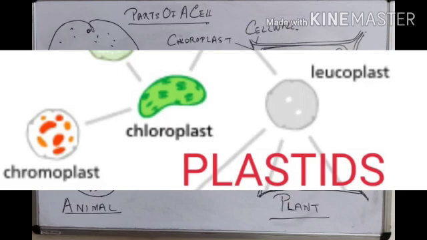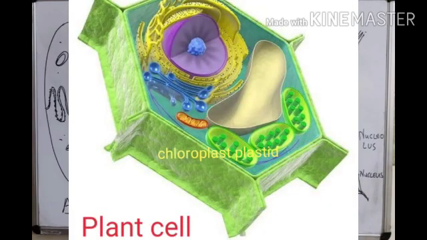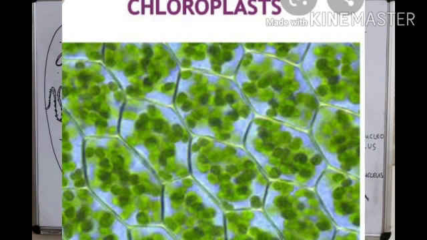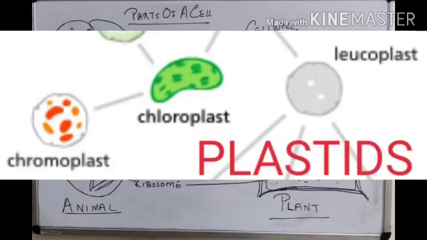These are colored bodies found only in plant cells. They are of three types, as plants are the most colorful part of our living world. So the plastids are of three types. Chromoplasts are the colorful plastids. They give red, yellow and other colors to flowers and fruits.